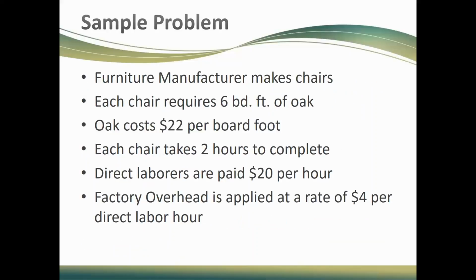Let's look at a sample problem. We have a furniture manufacturer that's making chairs. Each chair requires 6 board foot of oak, and oak costs $22 per board foot. Each chair takes 2 hours to complete, and our direct laborers are paid $20 per hour. Factory overhead is applied at a rate of $4 per direct labor hour.